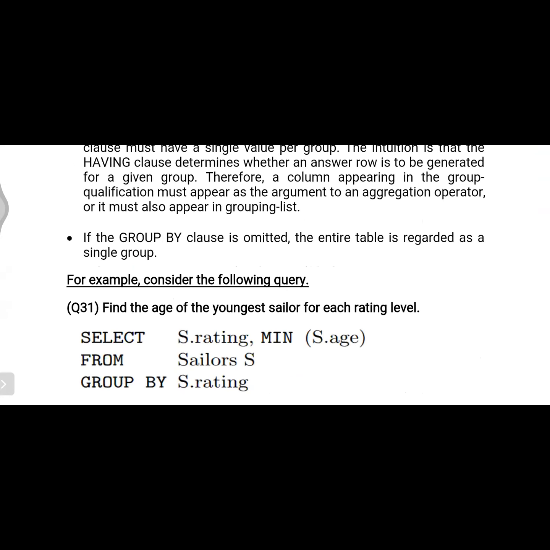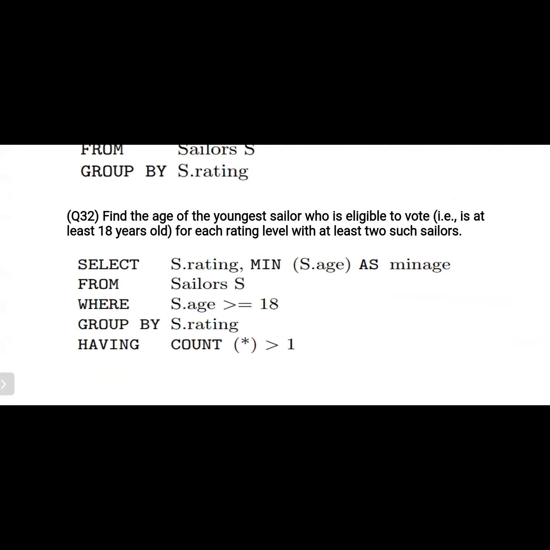Find the age of the youngest sailor for each rating level. That means we are observing each rating level, and we are observing the youngest sailor. How do we know about the youngest sailor? Simply min of s.age. Am I right? So select s.rating, min(s.age) from sailors s group by s.rating.